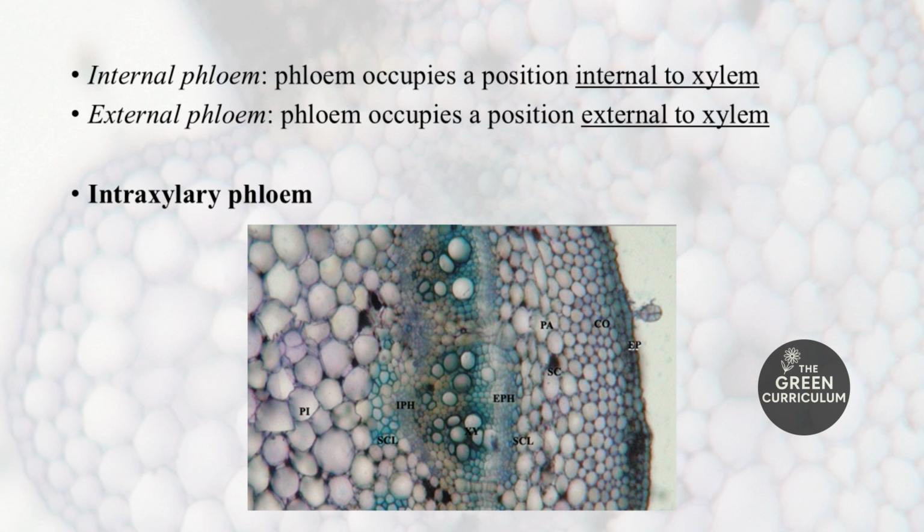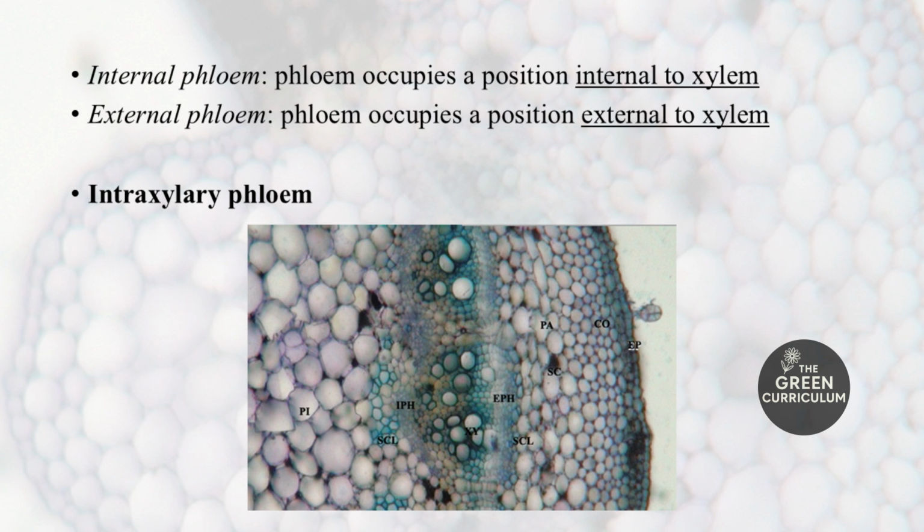Then based on the position, the phloem can be categorized into intraxylary phloem and interxylary phloem. Intraxylary phloem consists of internal phloem and external phloem. Internal phloem means the phloem which occupies a position internal to xylem.